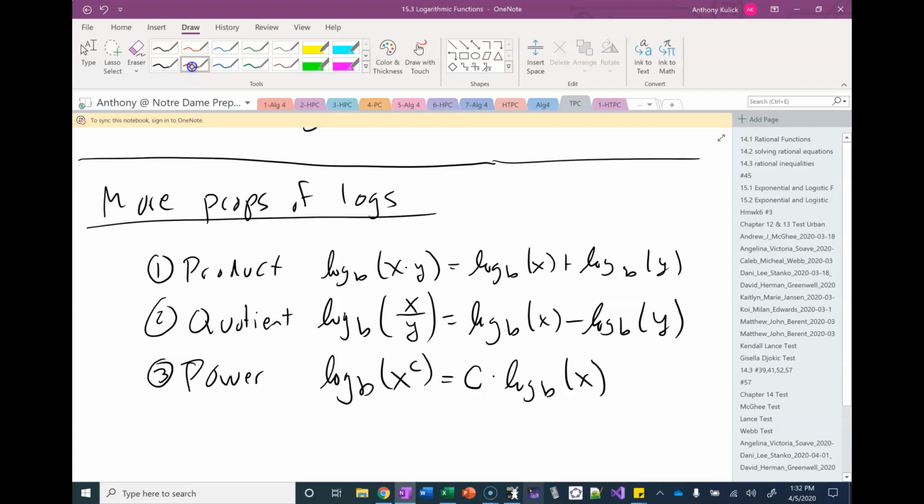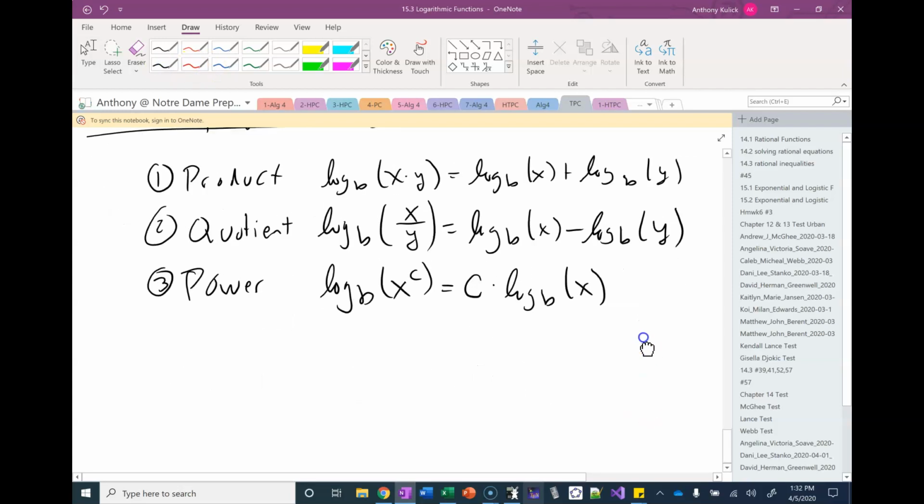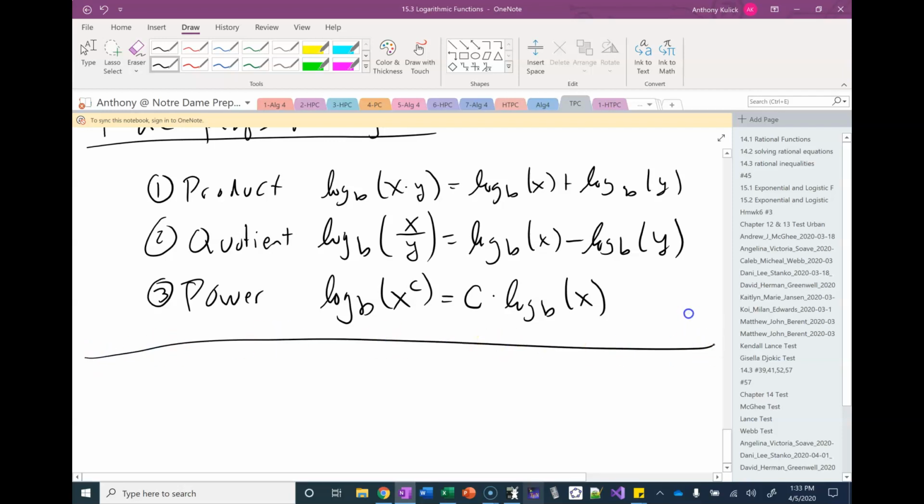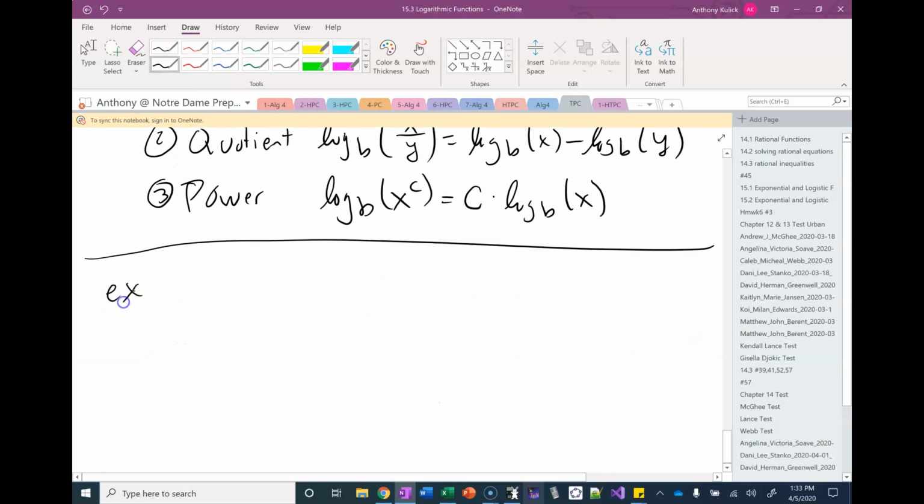So there's two kinds of problems that we're going to ask you to do using these properties of logarithms. The first kind is called expanding, where you're going to take a single logarithm and write it as the sum or difference of many logarithms. And the other type is condensing or compressing, where you're going to take the sum or difference of many logarithms, and we're going to ask you to rewrite that as a single logarithm. So let's look at a couple of examples of these types of problems.